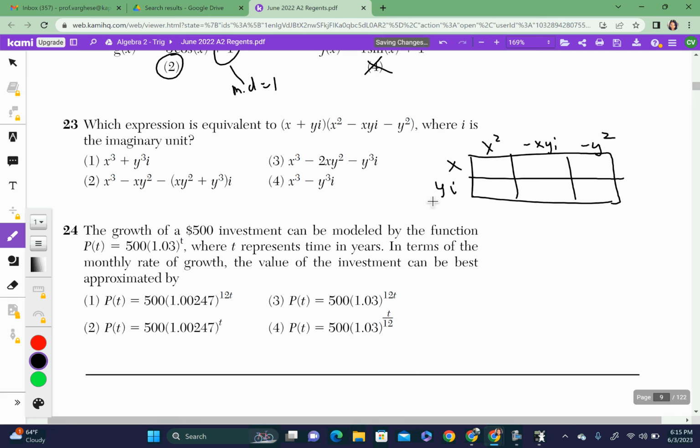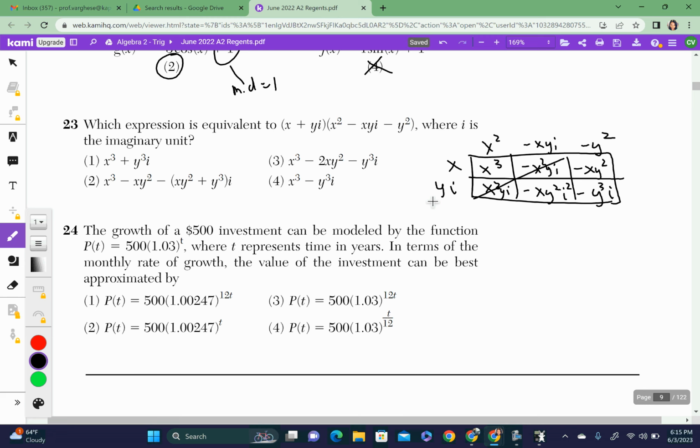So x squared times x is going to be x to the third. This is going to be a negative x squared yi. This is going to be negative xy squared. Okay. And then we're going to have x squared yi. These are going to cancel each other out. This is going to be negative xy squared i squared. Interesting. Okay, and this last one is going to be negative y to the third i.